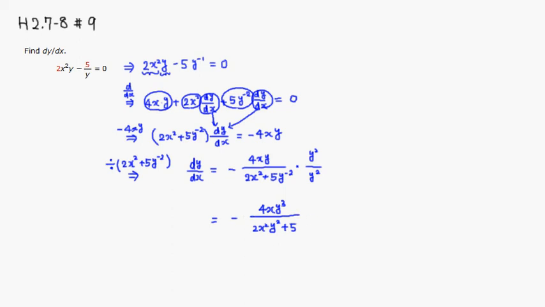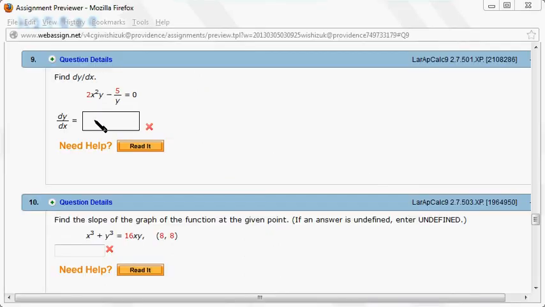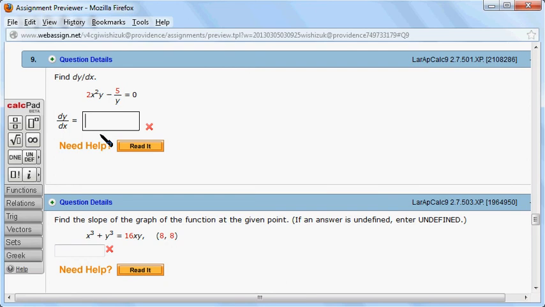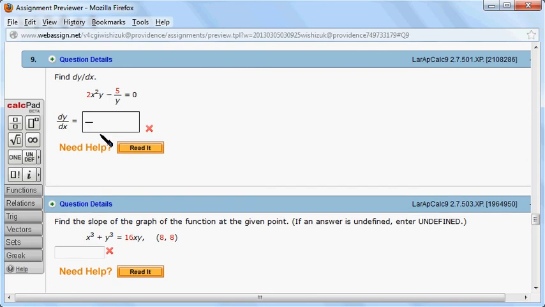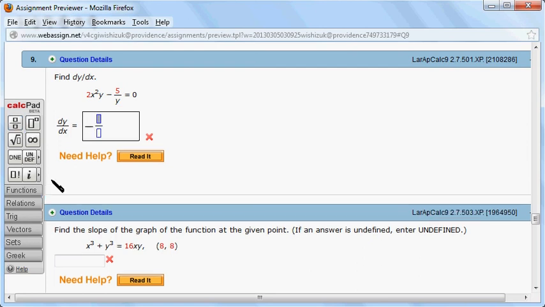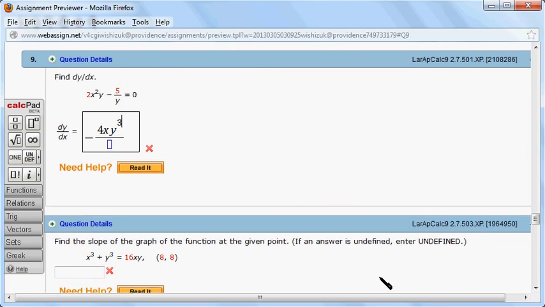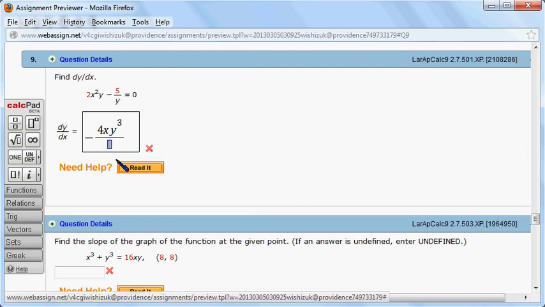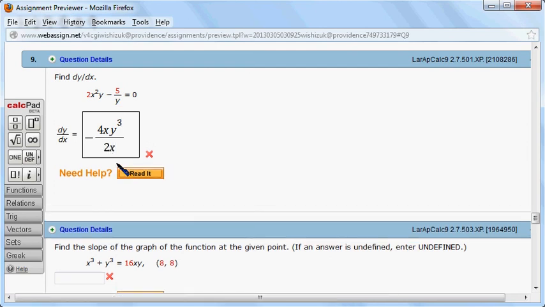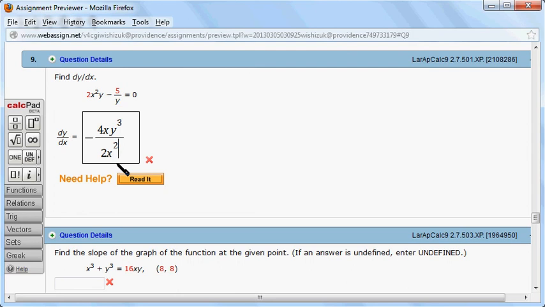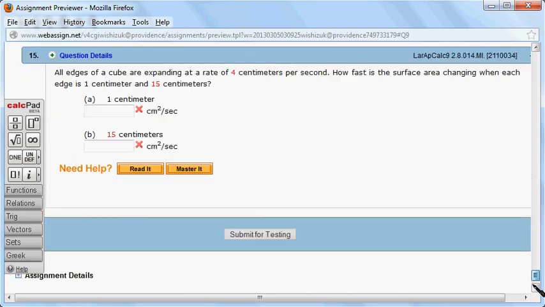Let's type that in. The dy over dx we found was negative, then you have a fraction. On top you have 4x y to the third power, and down here you have 2x squared y squared plus 5. So let's go down and check the answer.